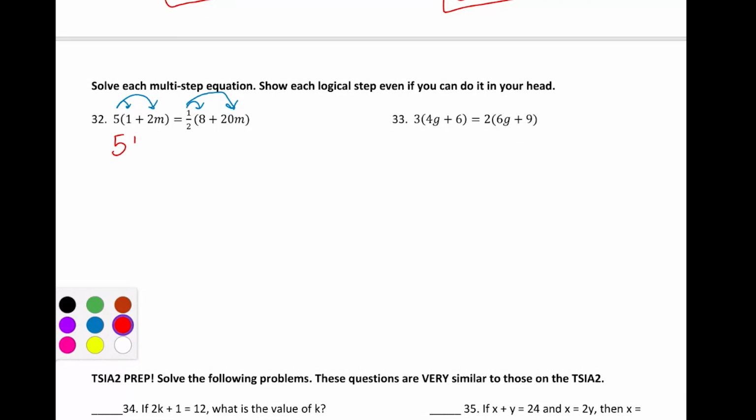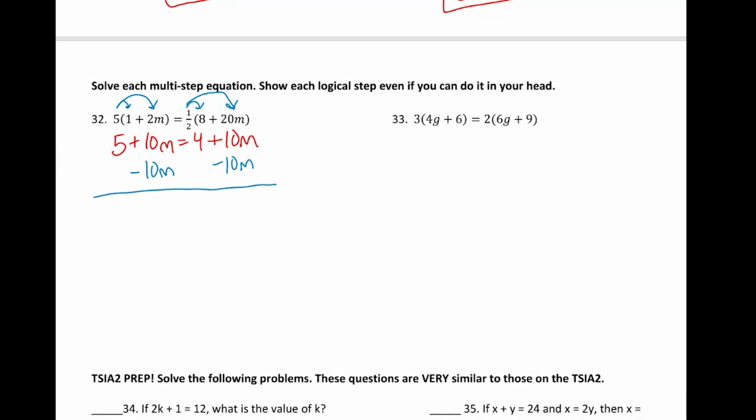We got 5 plus 10m equals 4 plus 10m. Now, if I subtract 10m from both sides here, something weird is going to happen. All the variables are going to cancel each other out, right? 10 minus 10, 0 on both sides. So what I'm left with here is 5 equals 4, which obviously is not true. That is a false statement.